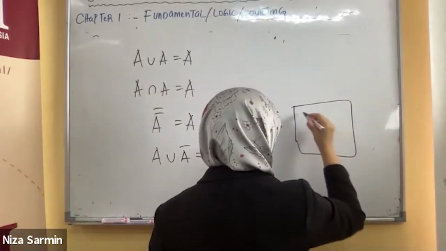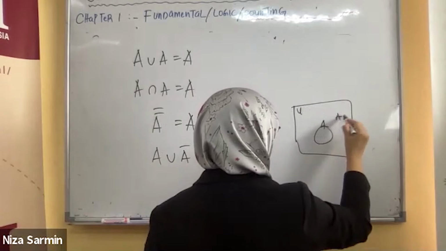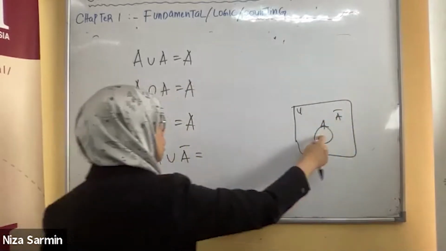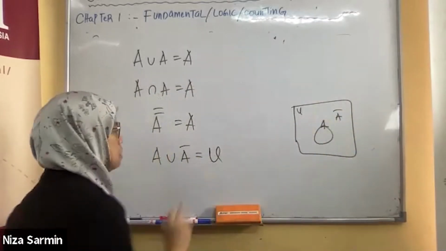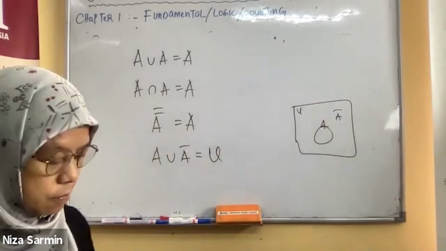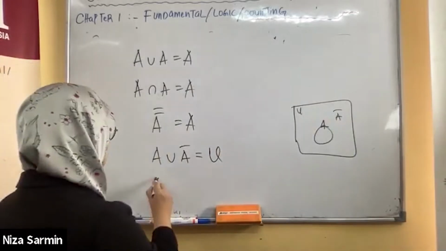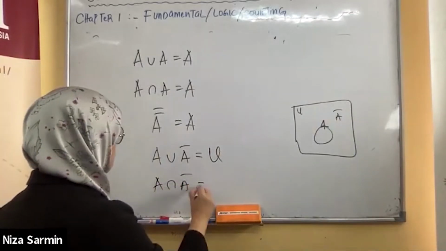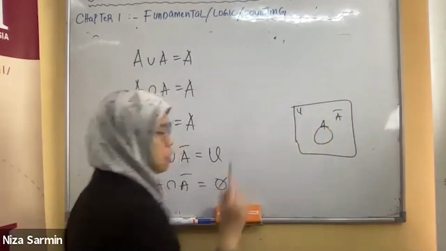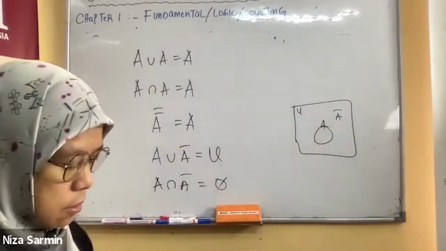This is A, this is U, the outside is complement. A union the complement is the whole universal set. A intersect the complement, empty set. Yeah, it's the empty set.